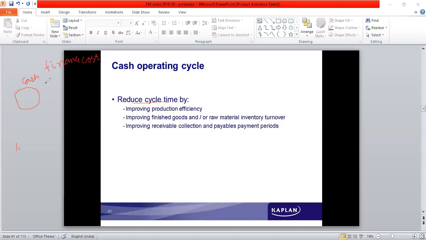The second one is that the raw material which is purchased gets converted into work in process. Work in process gets converted into finished goods. All of them are basically in the form of inventory. So inventory has to be stored in the business. So there are storage costs which are needed.